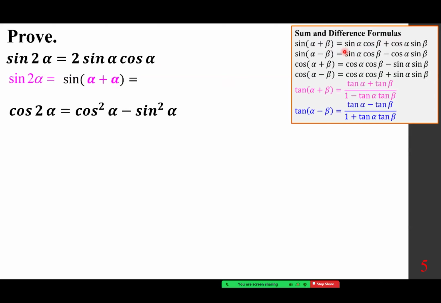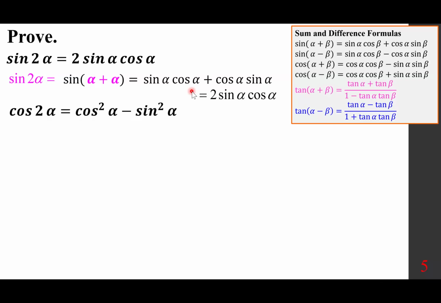Sine alpha cosine alpha plus cosine alpha sine alpha. They are identical, right? Doesn't matter in what order, sine alpha cosine alpha, or cosine alpha sine alpha, there are 2 of them. So that's a proof that sine of 2 alpha is 2 sine alpha cosine alpha. So very straightforward.